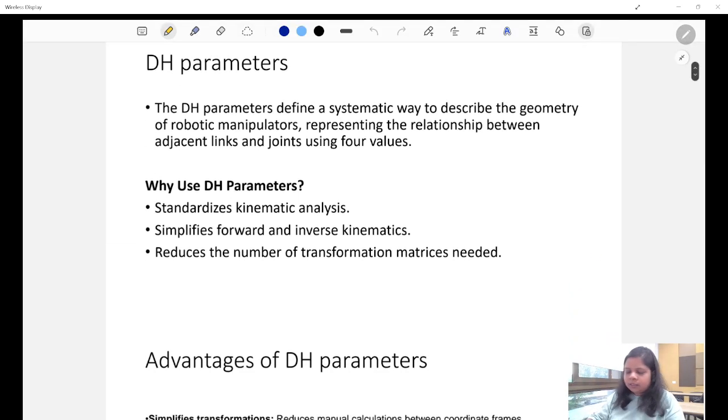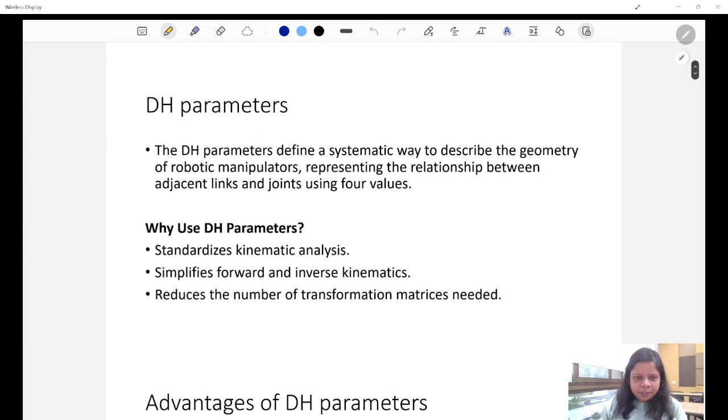So DH parameter is a systematic way to define the geometry of robotic manipulators, and it establishes a relationship between the links and joints using four values A, alpha, D and theta. We already saw why it is used: because it simplifies forward and inverse kinematics, because it has a systematic way of doing things and we stick to that. We stick to the type of axis that we are supposed to choose.